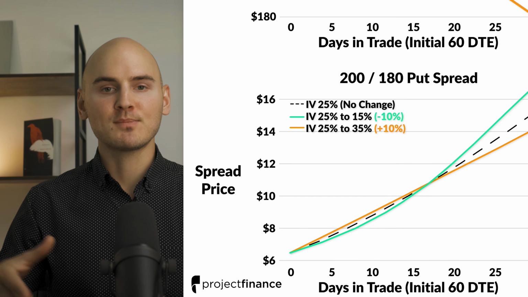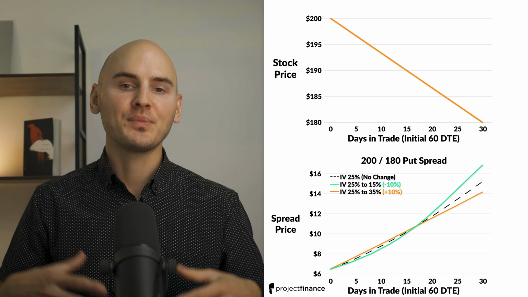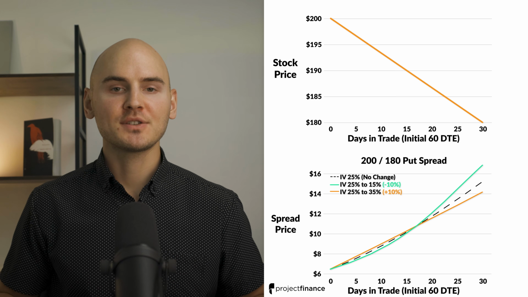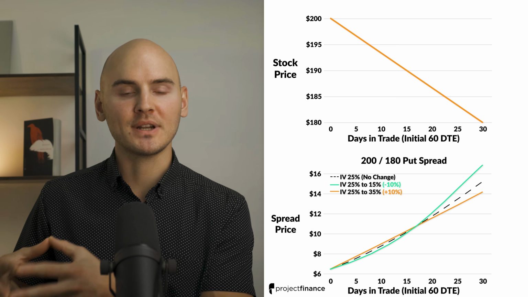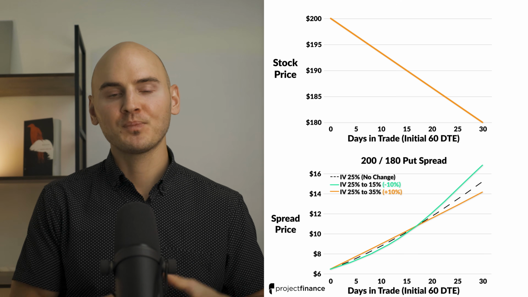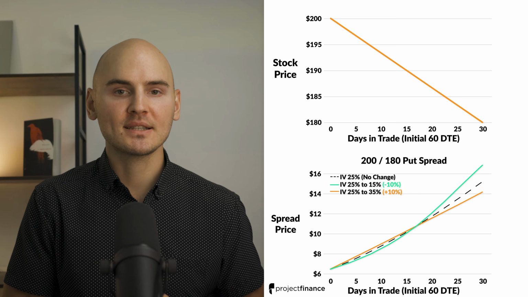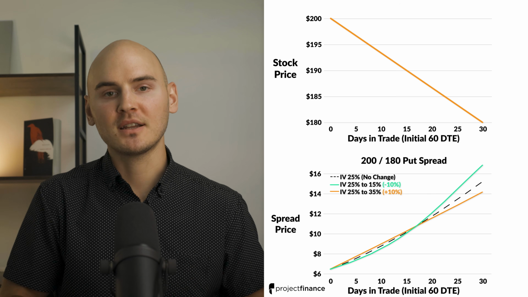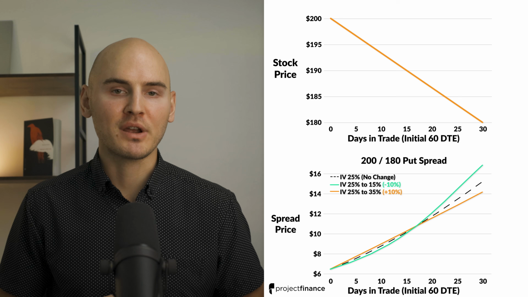However, as the stock price moves towards the short put's strike price of $180, the spread's Vega position flips and becomes negative. So as we can see here, when the stock price reaches $180 after 30 days, the scenario where implied volatility went from 25% to 15% resulted in the highest spread price, and the scenario where implied volatility went from 25% to 35% actually resulted in the lowest spread price.